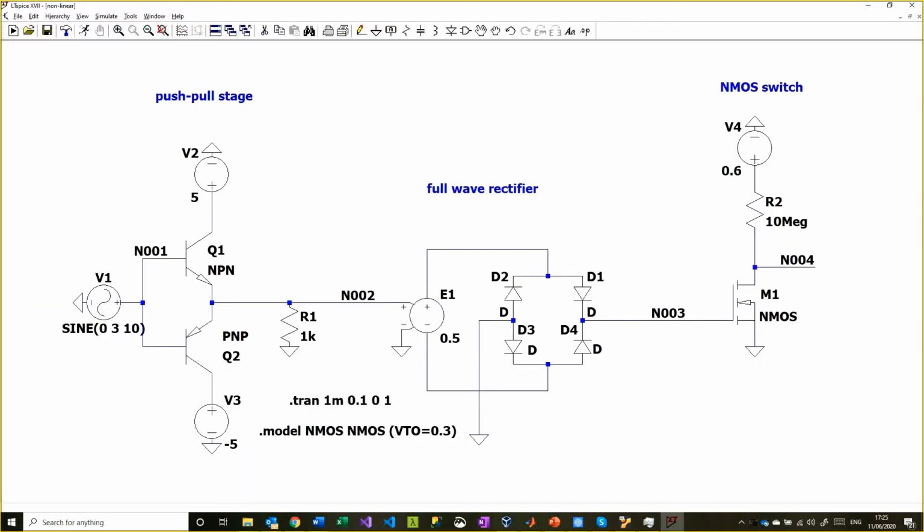For our second demonstration, we have used all of our nonlinear components: diodes, BJTs, and MOSFETs. Here we can see a 3-stage device: a push-pull stage, a rectifier stage, and a switch stage. Our circuit also requires a model statement for the MOSFET to achieve the desired switching.